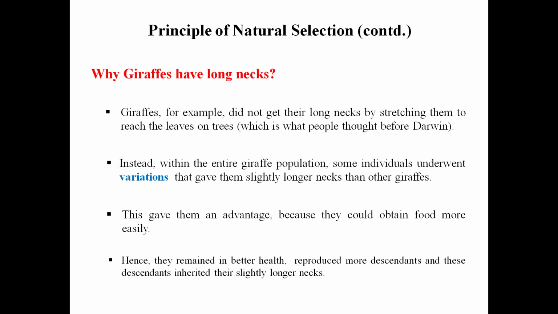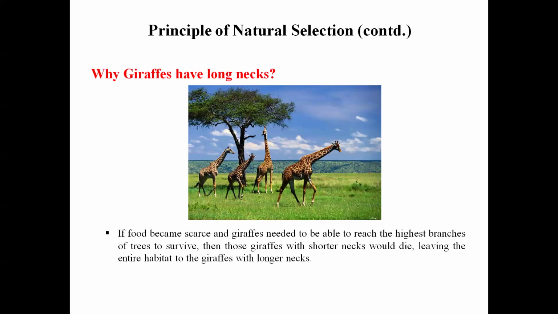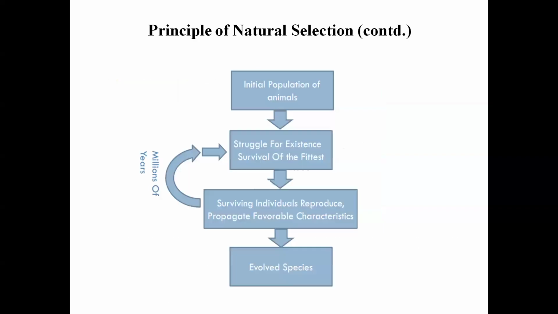So they remained in better health, and the descendants they reproduced also inherited the feature of a slightly longer neck. If food became scarce and some giraffes had to reach the highest branches to eat so that they could survive, then the giraffes with shorter necks would die off, and the giraffes that were left behind would all have longer necks. As a result, the evolved giraffe population has longer necks.